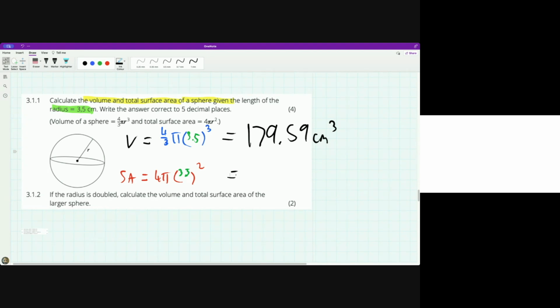And then for the surface area, I get 4 times pi times 3.5 squared, and I get 153.94 centimeters squared.